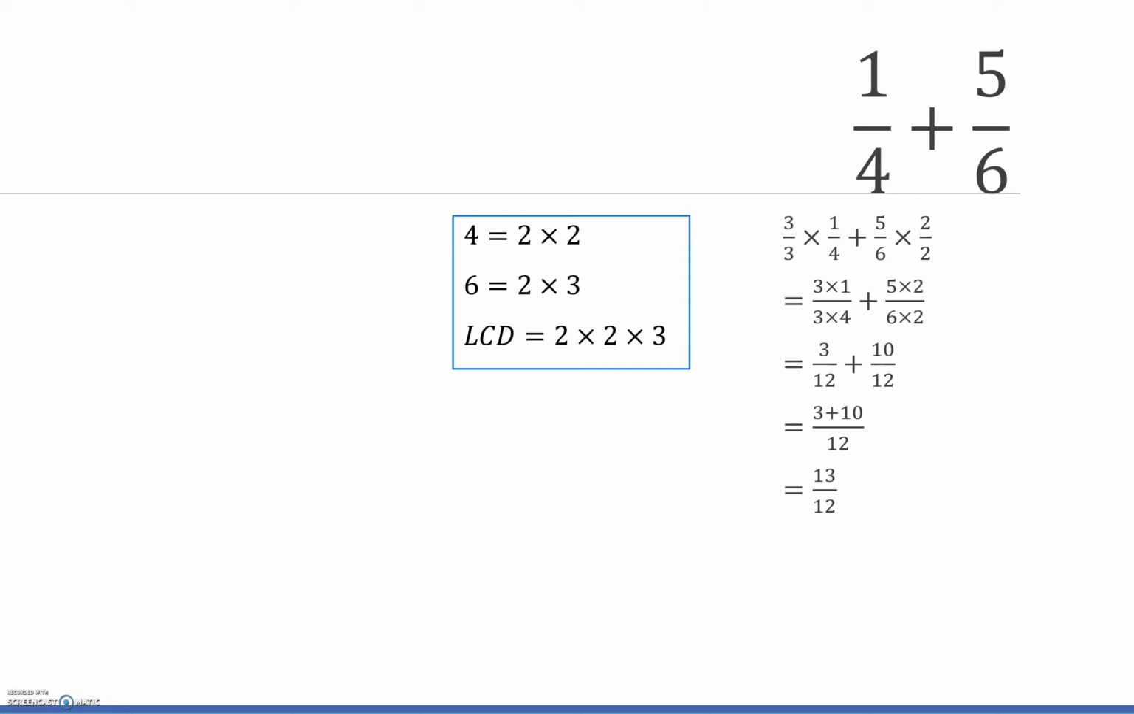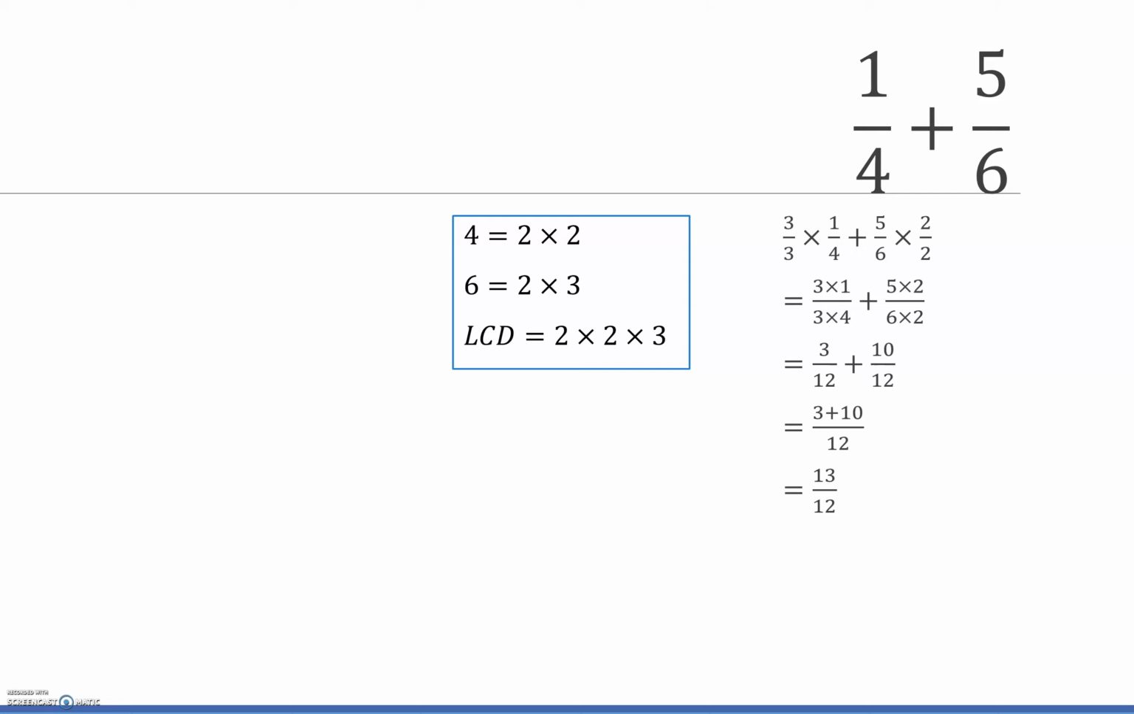So if we look at our original expression here, 1/4 plus 5/6. 4 and 6 are not the same number, so we had to find a common denominator for those. Now in the blue box, I did the work for finding that common denominator. 4 is the same as 2 times 2. 6 is the same as 2 times 3.